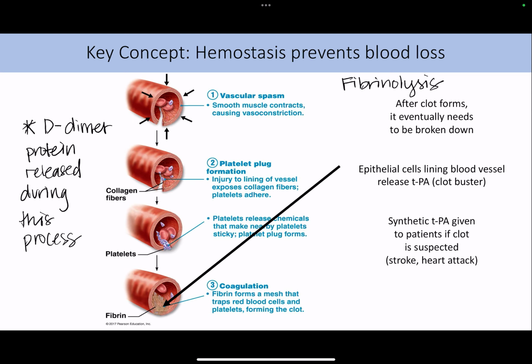Can you repeat? TPA is a chemical that helps break down the clot. Oh, tissue plasminogen activator. So tissue plasminogen activator. But it is listed in your notes, yeah? Yeah, okay.